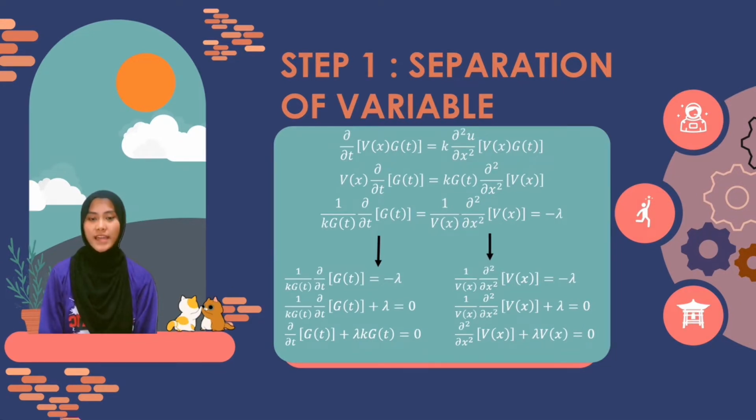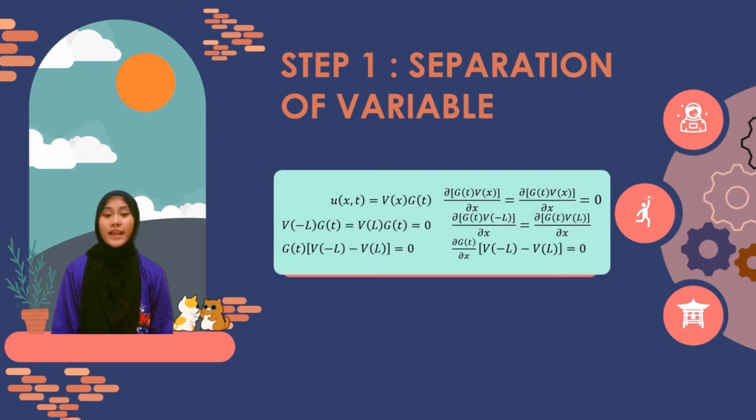For the left hand side, we need to differentiate with respect to t, while the right hand side with respect to x. Then, gather all variables of t on the left hand side and variables of x on the right hand side. After that, we introduce the separation constant negative lambda into the equation. Now, we can solve two separate ODEs in terms of t and x by equating both equations with negative lambda. Rearrange both equations until they are equal to 0.